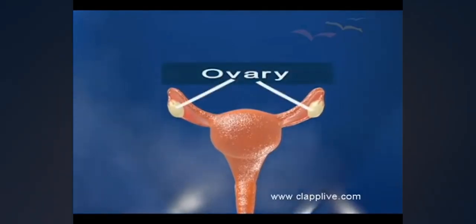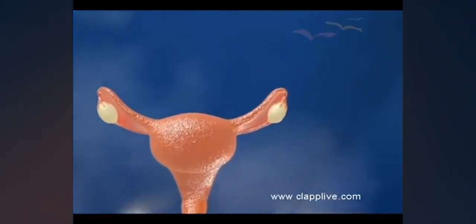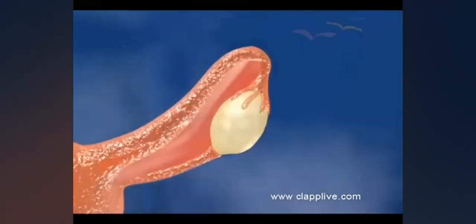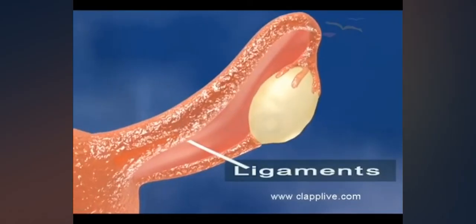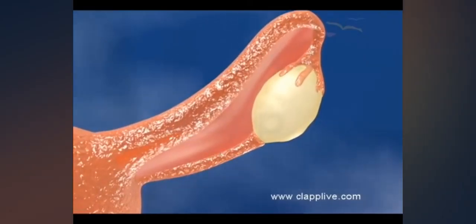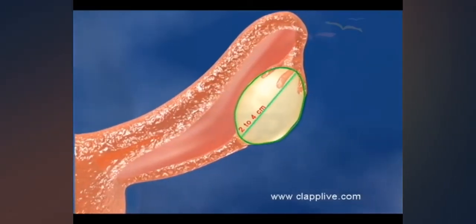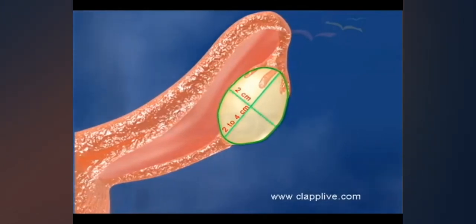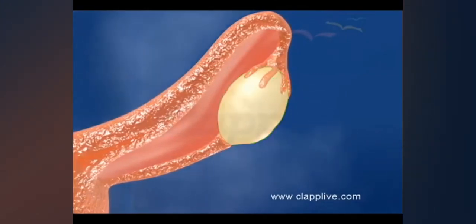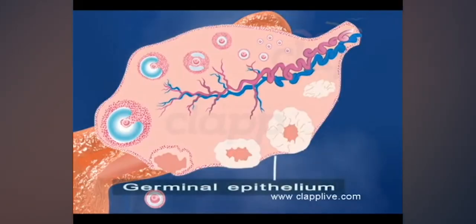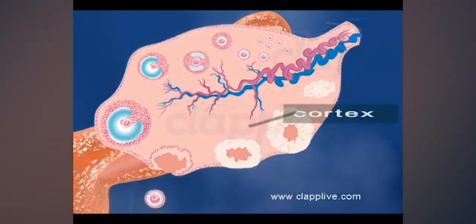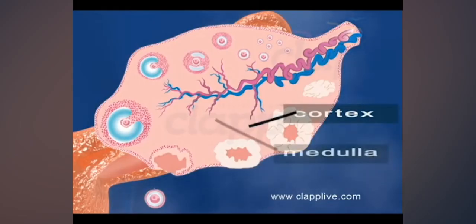They are solid structures located in the lower part of the abdomen. It is connected by ligaments to the uterus and lateral pelvic wall. Each ovary is 2 to 4 cm long and 2 cm wide. It is composed of connective tissue called stroma, covered by a layer of germinal epithelium. Stroma has an outer cortex and an inner medulla.